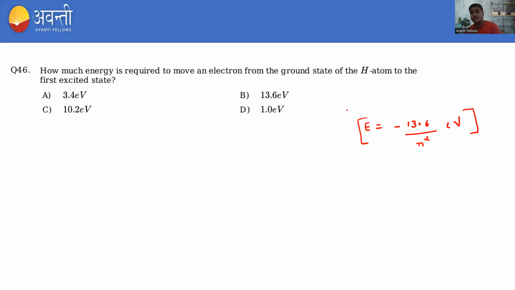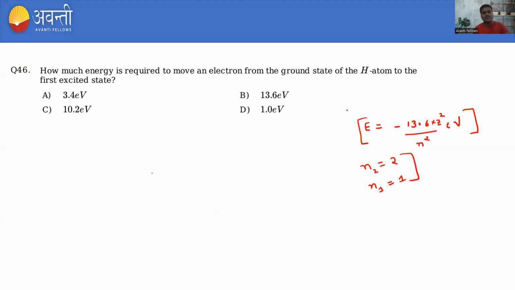Here n decides the number of the shell. We also use Z squared, where Z is the atomic number. For the hydrogen atom, it's always equal to 1. What do we mean by the first excited state? First excited state means n is equal to 2. So here n2 is equal to 2, and the ground state is n1 equal to 1. From the ground state to the first excited state, how much energy is required?